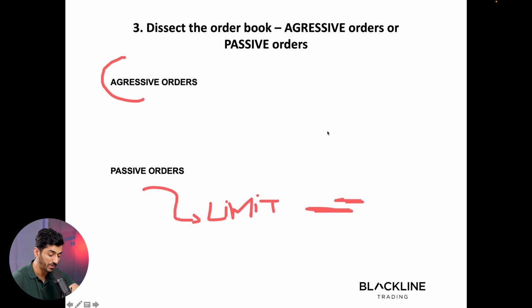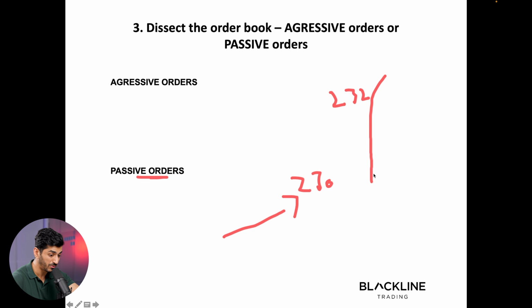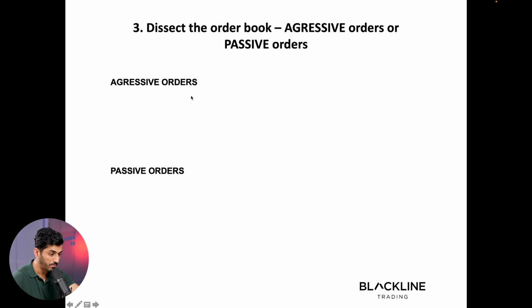So let's say if Tesla right now is trading at 232, and these guys want to get filled at 230, they are going to place a limit order at 230 and wait for the price to come into that area and get filled. So that is the major difference between aggressive orders and the passive orders, right? Aggressive orders heavily move the market, and passive folks, they really wait until they get filled.